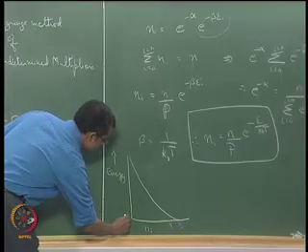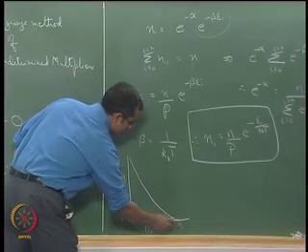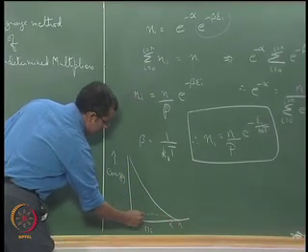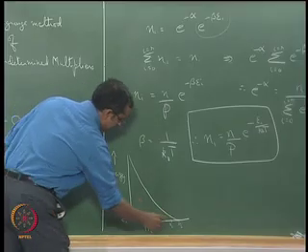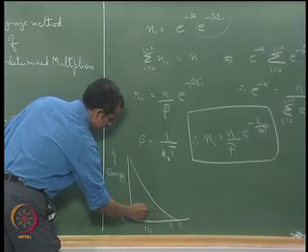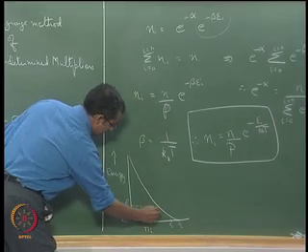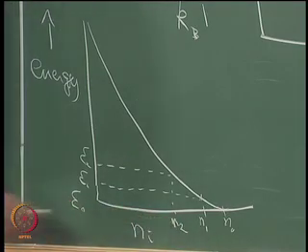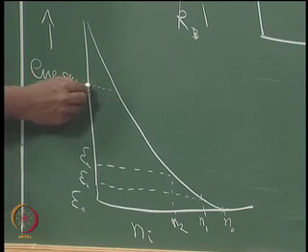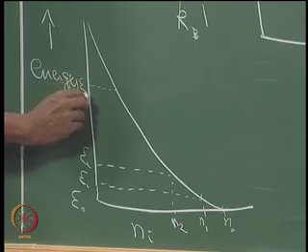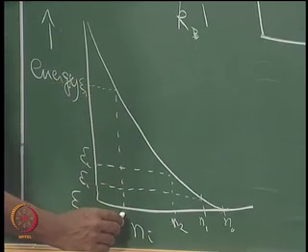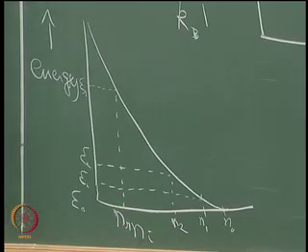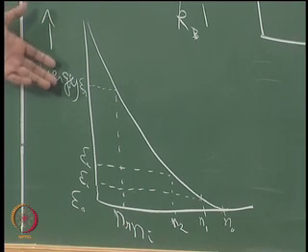So at E0 we have N0 particles, at E1 we have N1 particles, some E2 is somewhere here, let us say, we have N2 particles, and so on, and then we have some ER, we have NR particles, right. So this is what we have. So this is the Maxwell Boltzmann distribution that Maxwell Boltzmann statistics gives us.